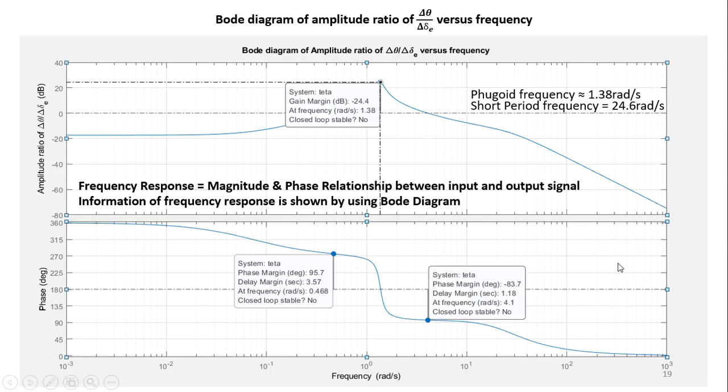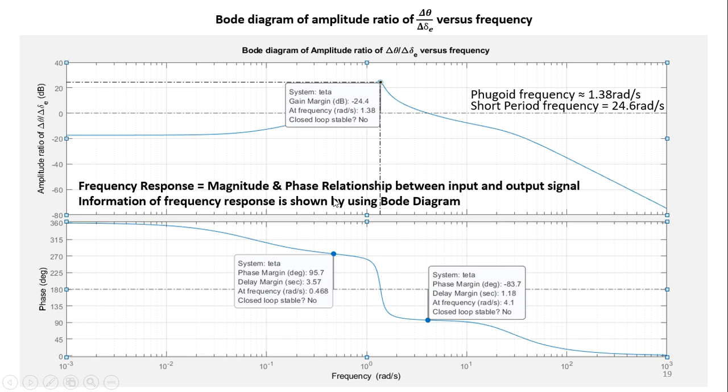Now, let's look at how well the control surface works at different frequencies or different motions. So, we need to understand the frequency response. Frequency response is the magnitude and phase relationship between input and output signals. So it's like how effective a control surface is at different frequencies to produce a certain output. The information of the frequency response is shown by using a Bode diagram.